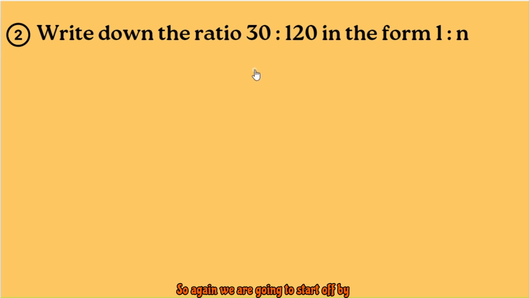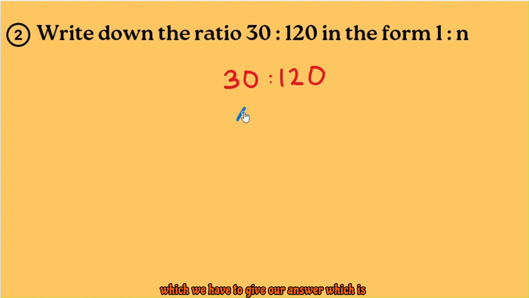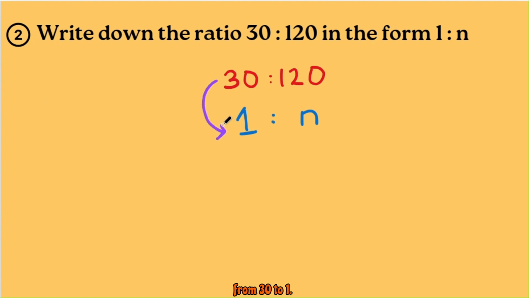Let's move on to our next question, which is write down the ratio 30 to 120 in the form 1:n. So again, we are going to start off by writing our ratio, which is 30:120, and then we are going to write the form in which we have to give our answer, which is 1:n.